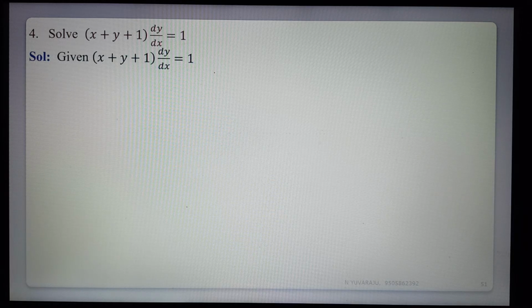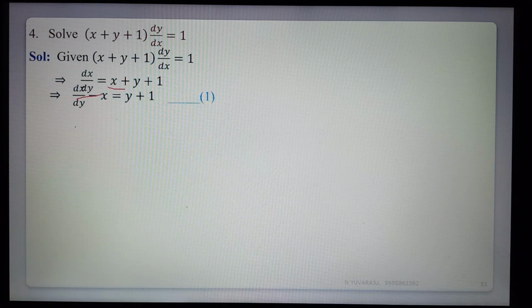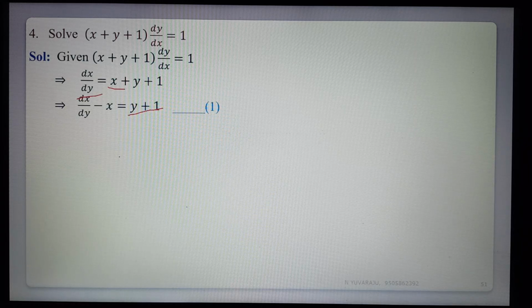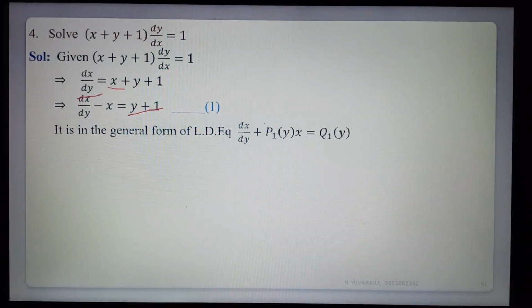So this equation will be converted to the second form of linear differential equation, that is dx by dy. So dx by dy is equal to x plus y plus 1. Now what is the general form of the second form? dx by dy plus p1 x, with x to the power 1 on the left side. So that is dx by dy minus x is equal to y plus 1, where y plus 1 is q1, a function of y. This is the second form of linear equation.